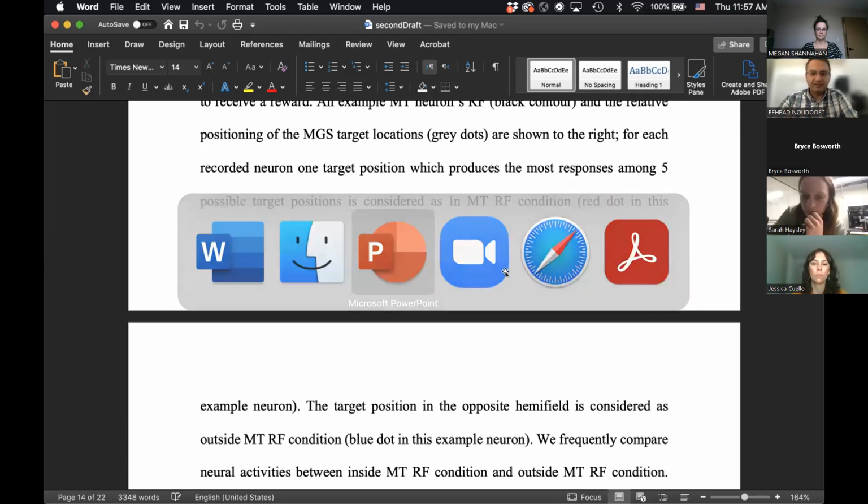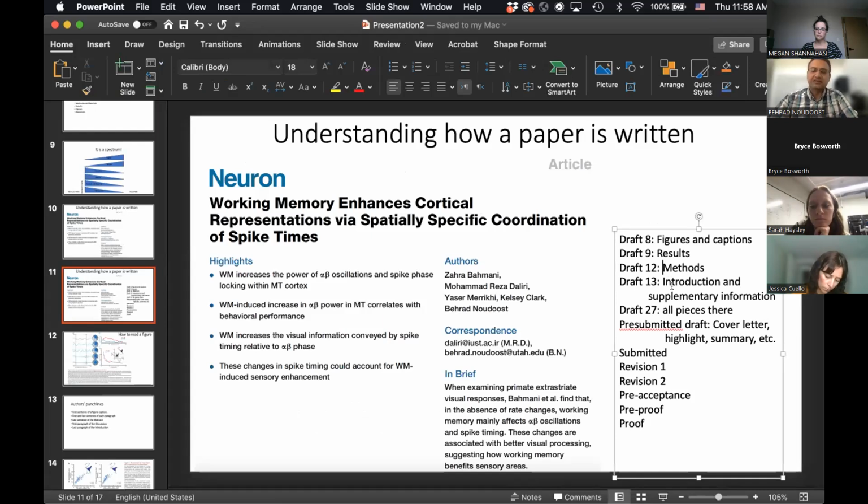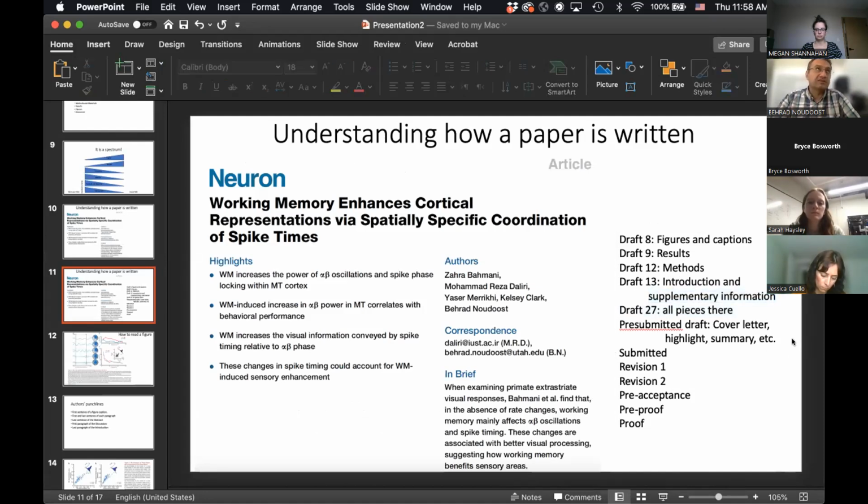And now you can start writing things that are easier, methods, introduction, and usually there is supplementary information, meaning that there is a specific effect that you're reporting, but it's not part of the main story, so you leave it as a supplementary figure. Some journals allow having supplementary information, some don't.